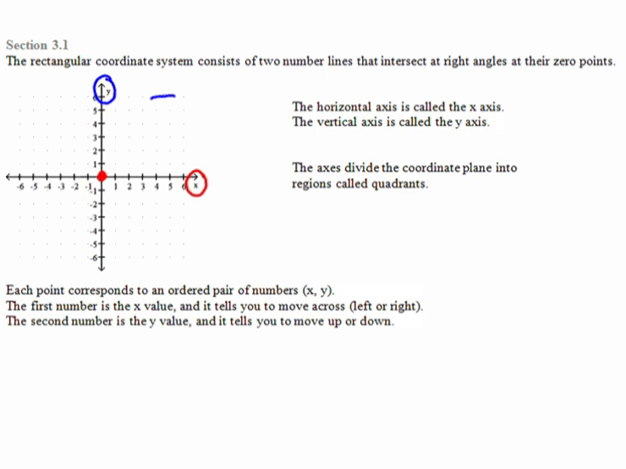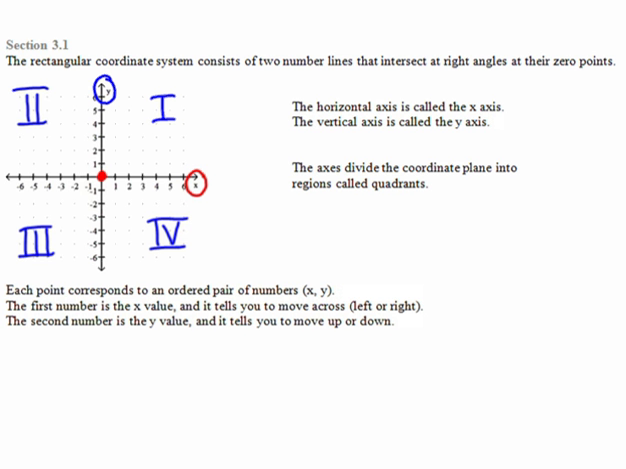So the top right quadrant is quadrant 1. Top left is quadrant 2. Bottom left is quadrant 3. And the remaining one, of course, would be quadrant 4. We won't get much into quadrants in this class. We won't get into quadrants at all, but in future math classes, the next time you would probably see quadrants would be in trigonometry.